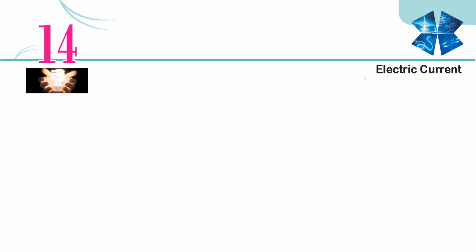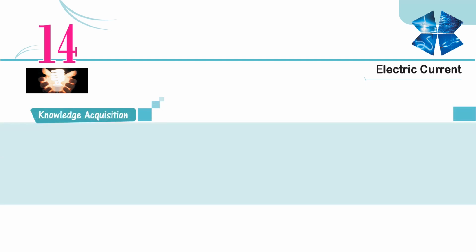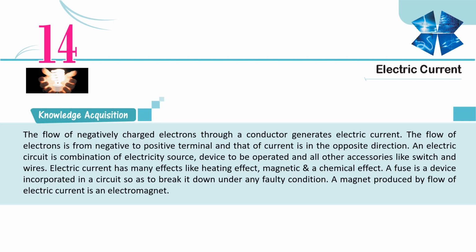Chapter 14. Electric current. Knowledge acquisition. The flow of negatively charged electrons through a conductor generates electric current. The flow of electrons is from negative to positive terminal, and that of current is in the opposite direction.